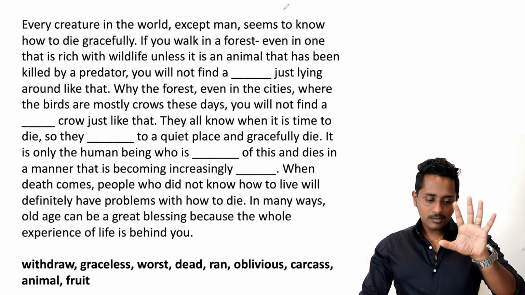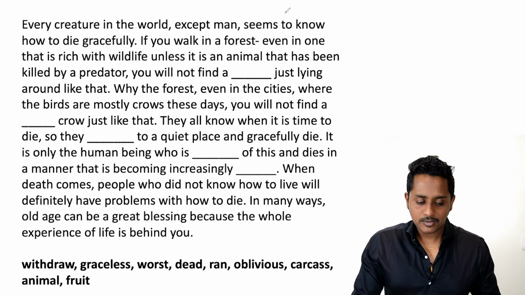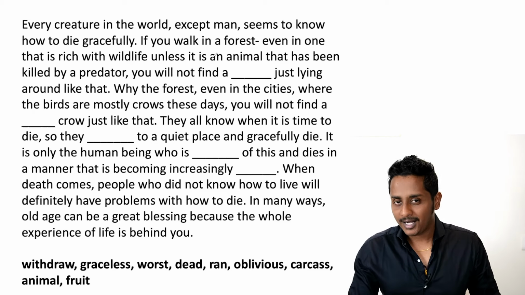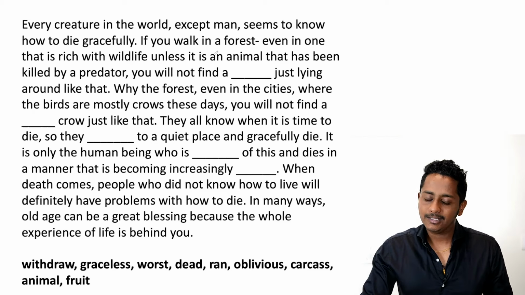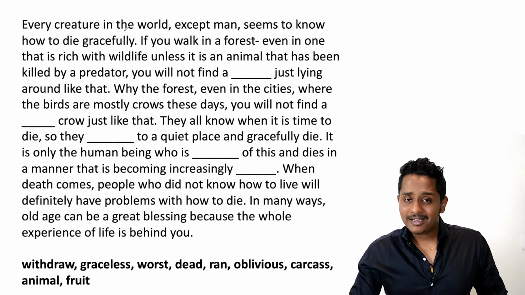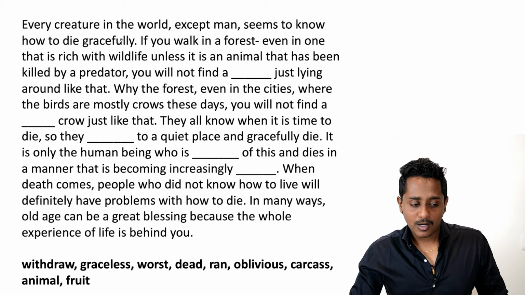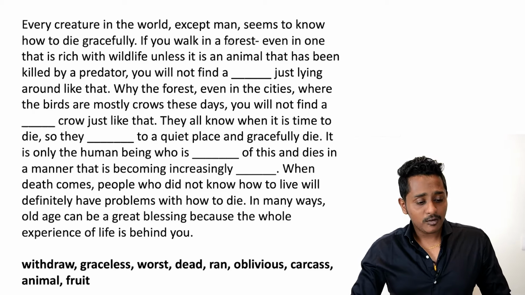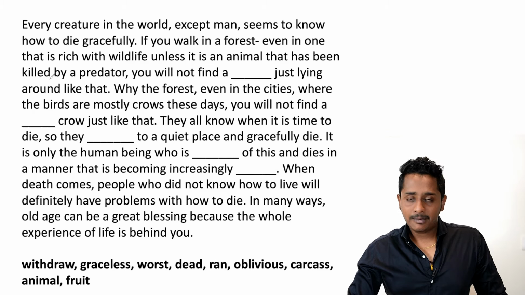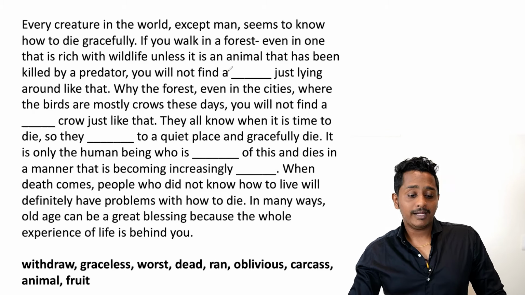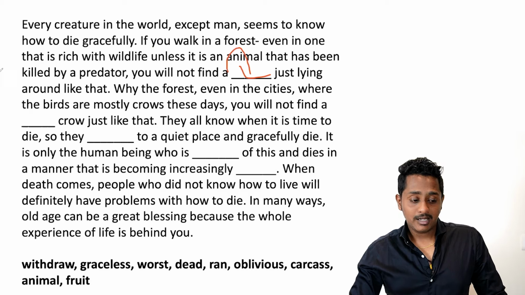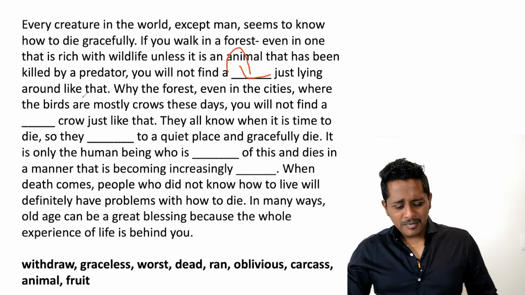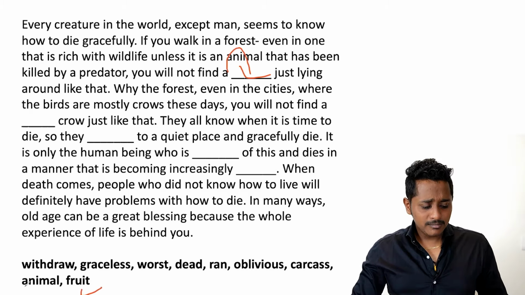A normal person would end up making a lot of mistakes in this question because he would not try to understand what exactly the context is all about. Every creature in the world except man seems to know how to die gracefully. If you walk in a forest, it's an animal that has been killed by a predator, unless you will not find a just lying around like that. A lot of people, trust me, have written fruit or animal.